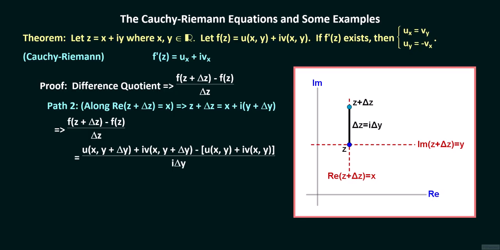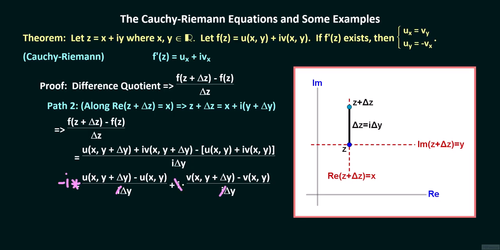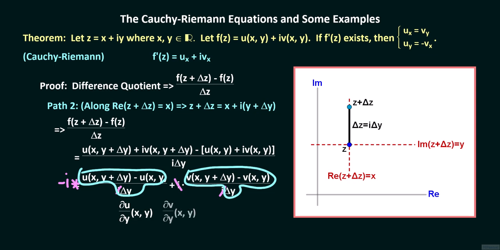We put the u terms again in one term, and we do the same for the v terms. 1 over i in the first fraction equals minus i, and the i in the second term cancels out. This part of the first term is the difference quotient for the partial derivative of u with respect to y. The second fraction is the difference quotient for the partial derivative of v with respect to y. And assuming u sub y and v sub y exist, the difference quotient tends to this quantity as delta z tends to 0 along path number 2. This is also the formula for f prime of z that we get along path number 2.